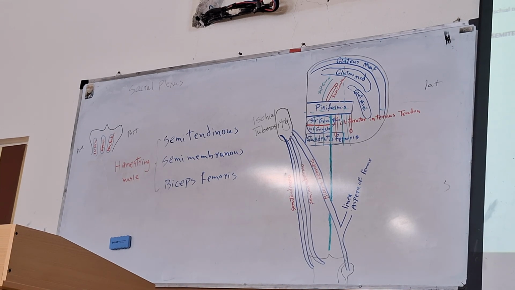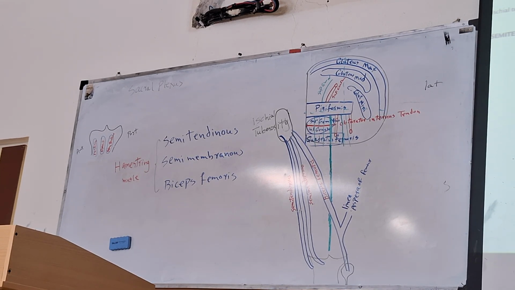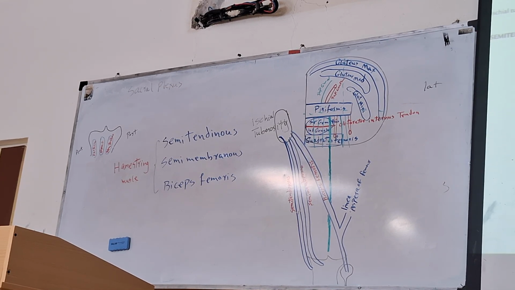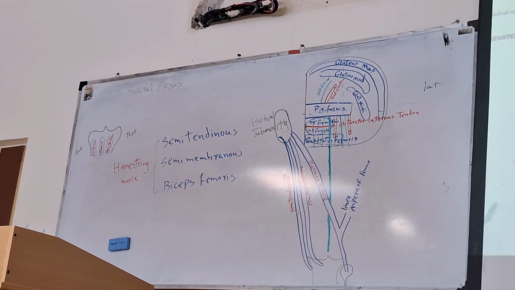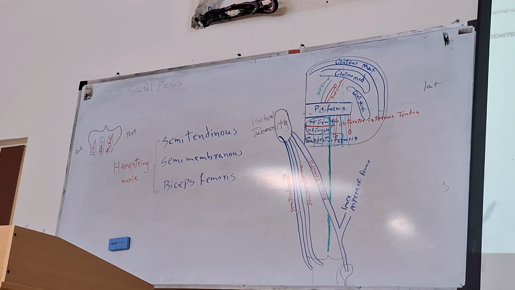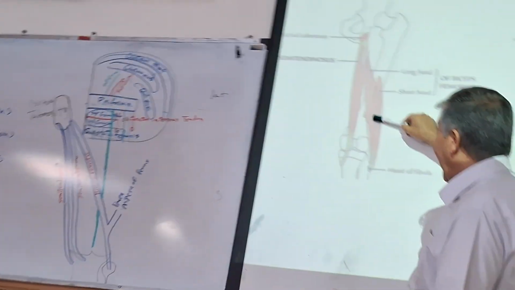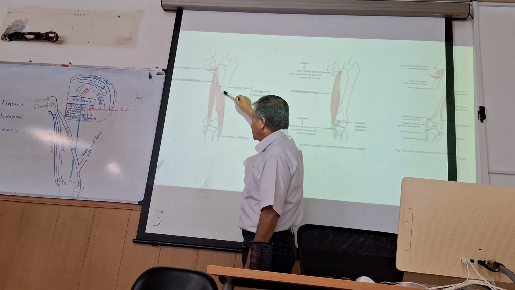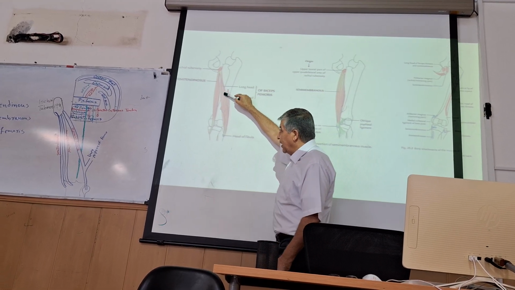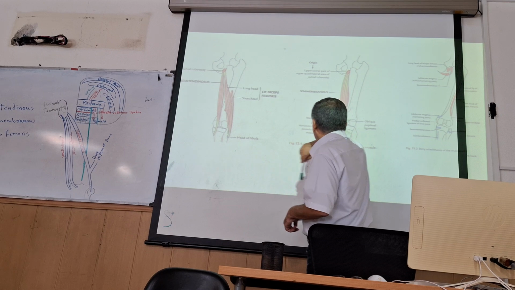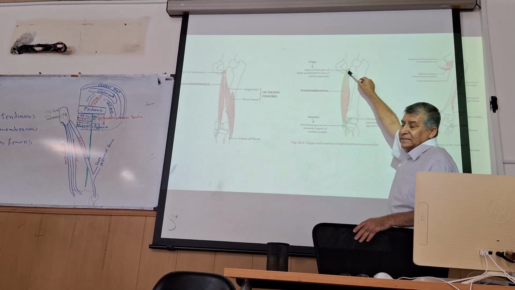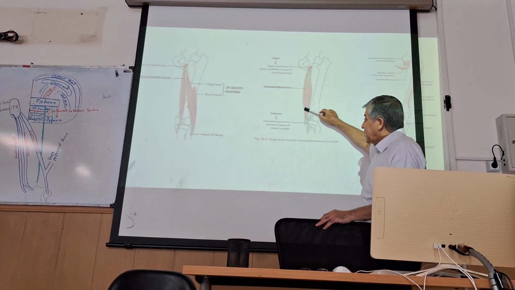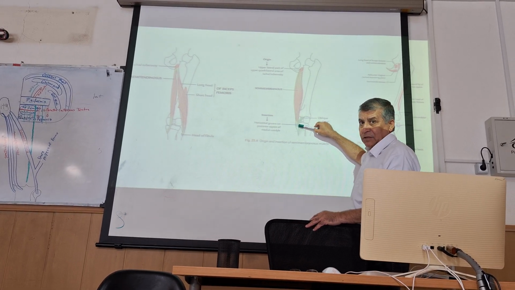In this figure, you can see the ischial tuberosity. It is the origin for semitendinosus, which attaches to the medial side of the tibia. Biceps has a long head and short head. The long head is from the ischial tuberosity, the short head from the linea aspera, attached to the fibula. Semimembranosus originates from the ischial tuberosity and inserts to the posterior surface of the tibia.